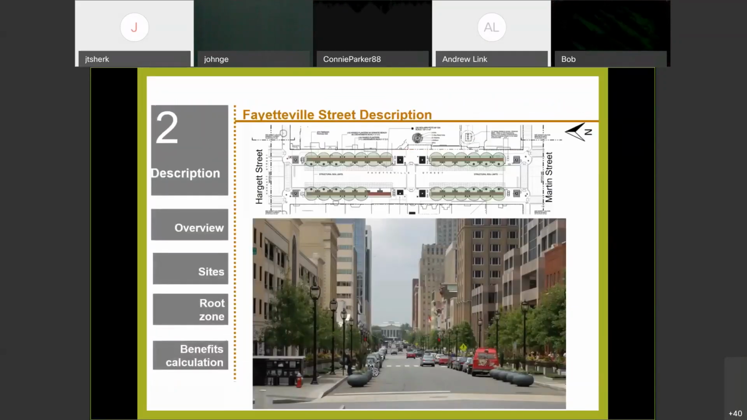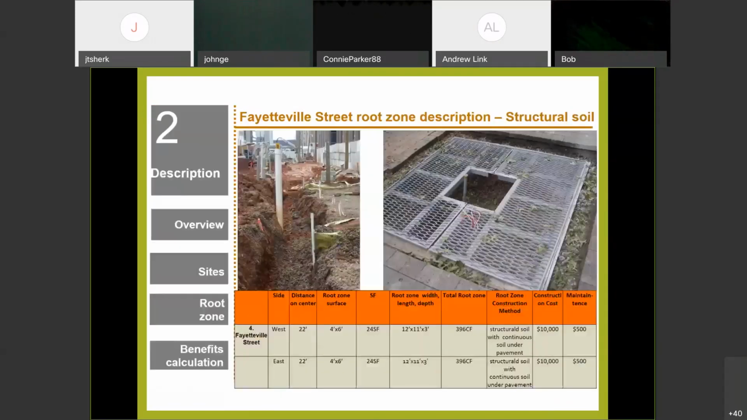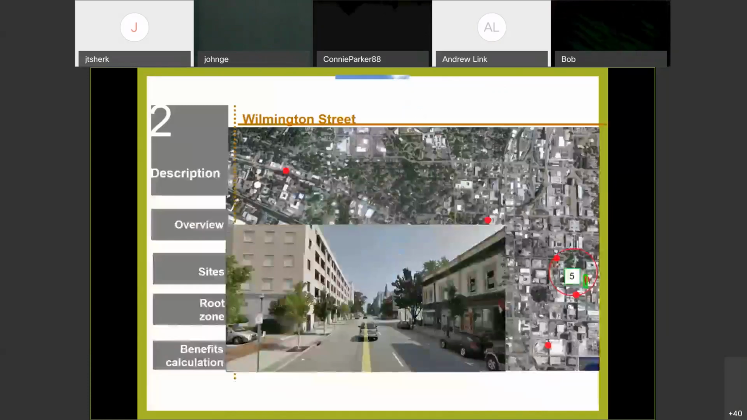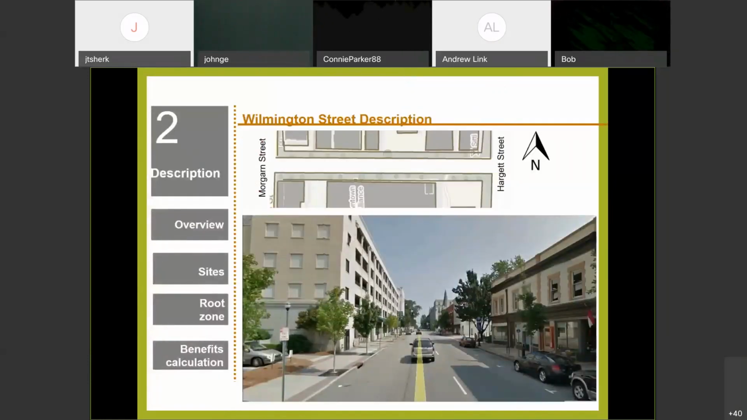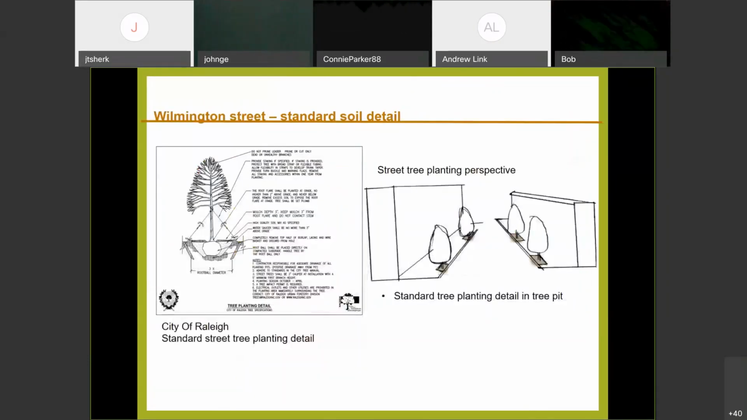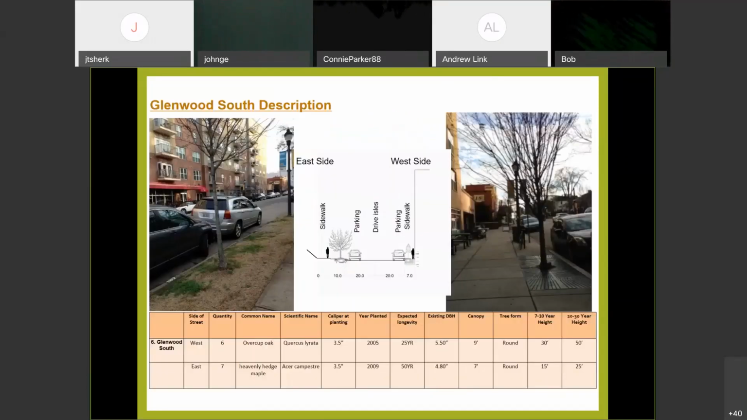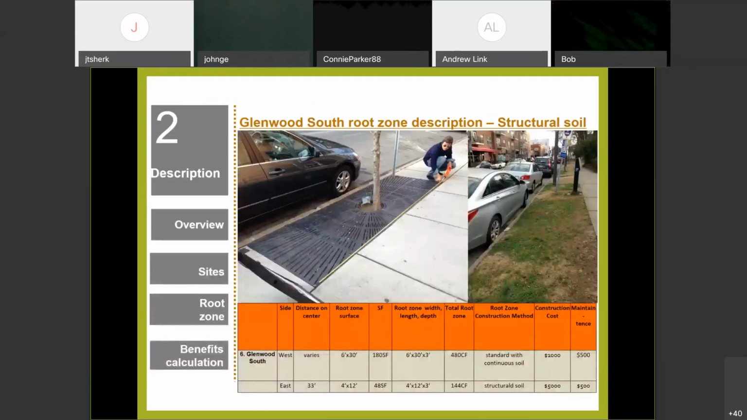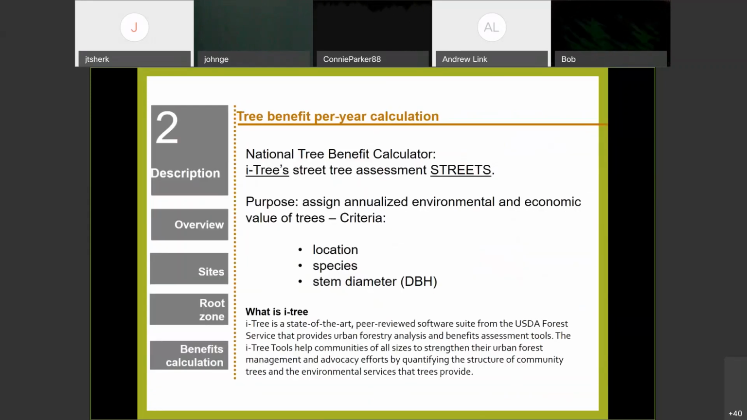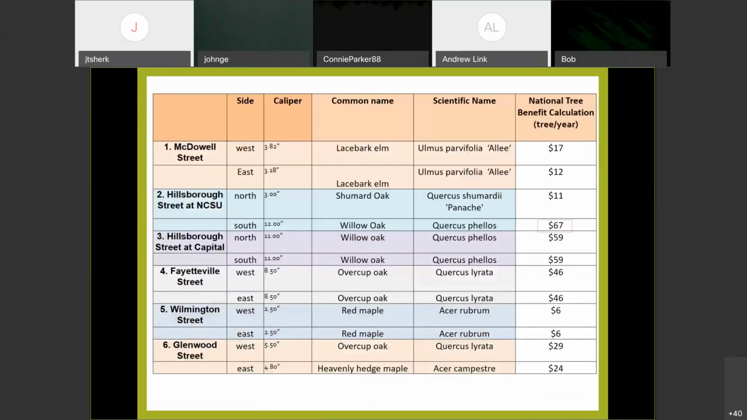Fayetteville Street, again, they used structural soils. Wilmington Street, they used the tree pit. And we compared all of them, and I'm sorry I'm having to go fast because I want to end on time. And the different types of planting types, we used iTree to calculate the value.